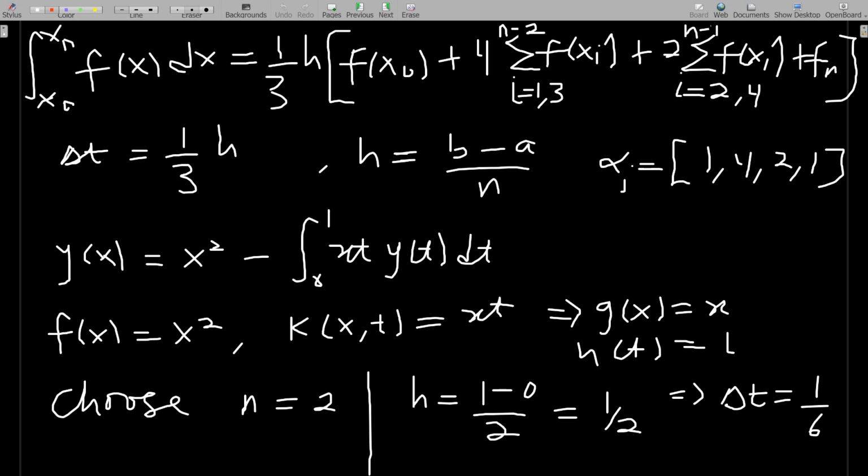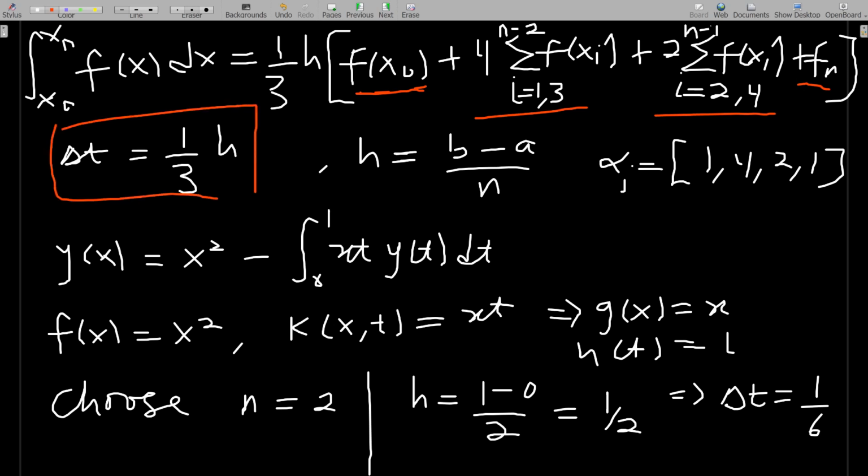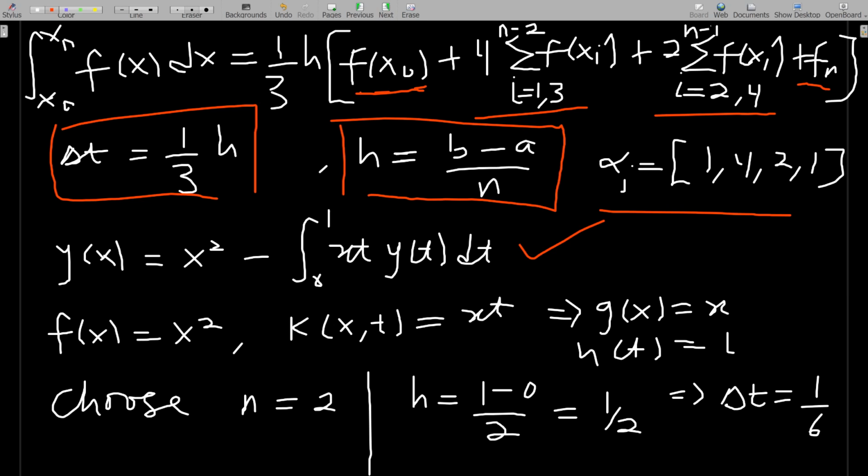We said that Simpson's one-third, right? So the Simpson's one-third is given by this. So we should know this, okay, and that, plus f of xn. Now you know that delta t is also given by this, where my h is this, and my alphas are just 1, 4, 2, 1. This means that I should just know where my alphas will be and what alpha I should pick. Now from this question, f of s, like I've written earlier, is this, k of xt is this, g of s is that, and h of t is actually t.